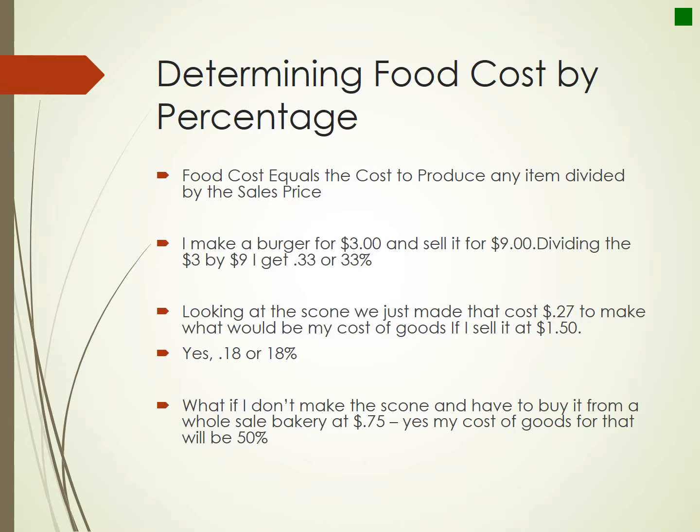We looked at this slide earlier, but a little review is a good thing. Food cost equals the cost to produce any item divided by the sales price. So if I make a burger for $3 and sell it for $9, dividing the 3 by 9, I get 0.33 or 33%. Looking at the scone we just made, it costs 27 cents to make. What would be my cost of goods if I sell it at $1.50? That's right, 0.18 or 18%. But what if I didn't make the scone and I have to buy it from a wholesale bakery at 75 cents? Yes, my cost of goods for that would be 50%.